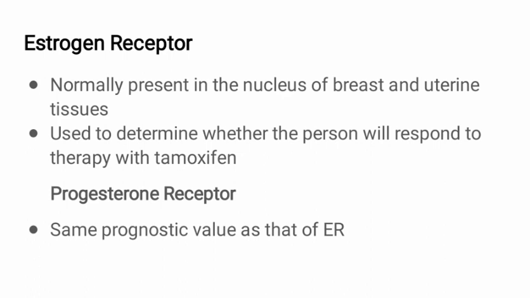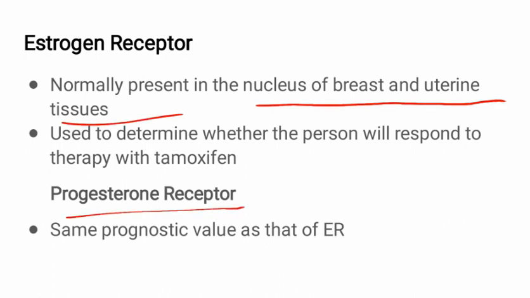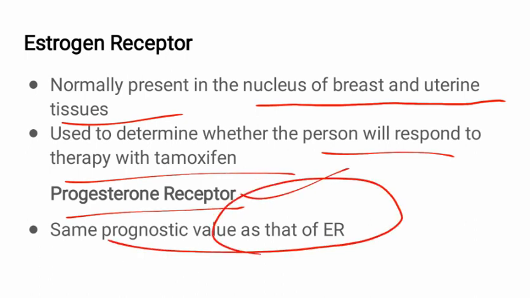Next comes the estrogen receptor. It is normally present in the nucleus of breast and uterine tissue. This estrogen receptor and also the progesterone receptor both should be tested to check the effectiveness of hormone therapy, whether the person will respond to hormone therapy. In case of estrogen receptor, it is tested for whether the person will respond to therapy with tamoxifen. Progesterone receptor has the same prognostic value as that of ER.